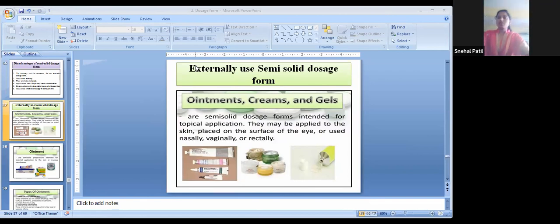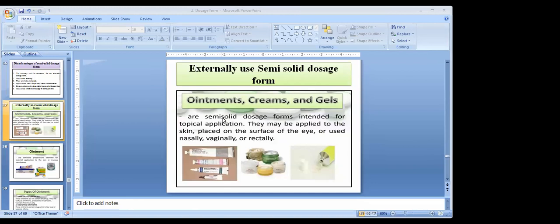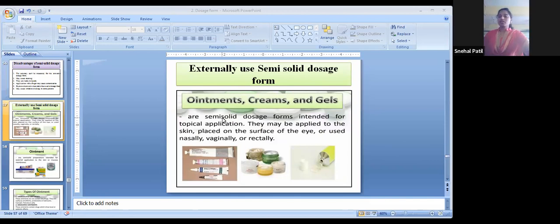So what is the semi-solid dosage form? Semi-solid dosage forms are the topical dosage forms used for therapeutic, protective, or cosmetic functions. It may be applied to the skin, nasal, vaginal, or rectal cavity. Example: ointments. Good.